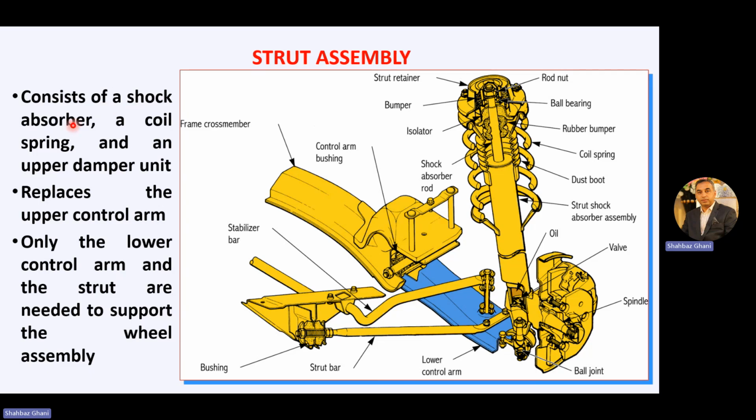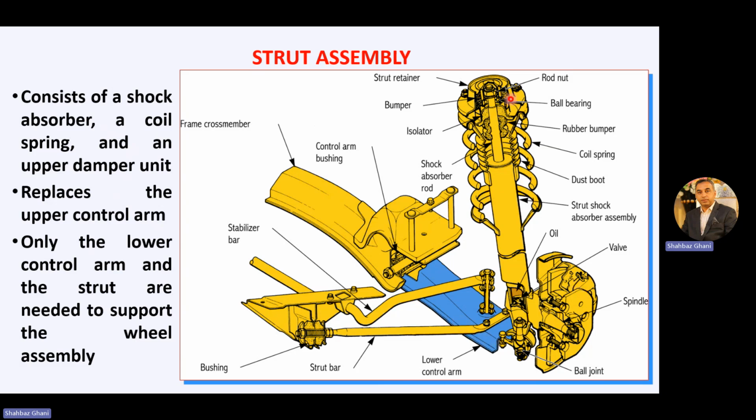It consists of a shock absorber, a coil spring, and an upper damper unit. The upper control arm is eliminated; only the lower control arm and the strut are needed to support the wheel assembly. So the upper control arm is removed and this strut assembly is directly attached to the steering knuckle at the upper part, and the lower part of the steering knuckle is attached to the lower control arm.